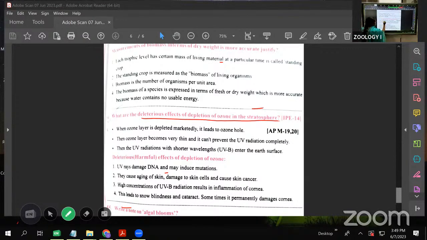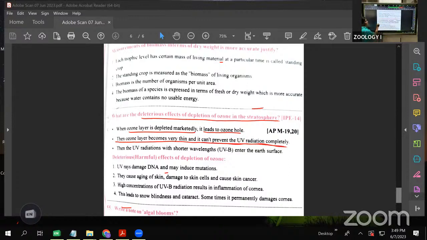When the ozone layer is depleted markedly, it leads to the ozone hole. Here, the ozone layer is decreasing, which automatically leads to the ozone hole. The ozone layer becomes very thin, and it can't prevent the UV radiation completely. Means some places are thin. The ozone layer is formed as a thin layer, and mainly it can't prevent the ultraviolet radiation completely.